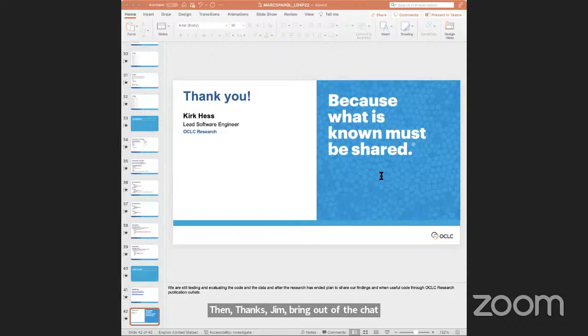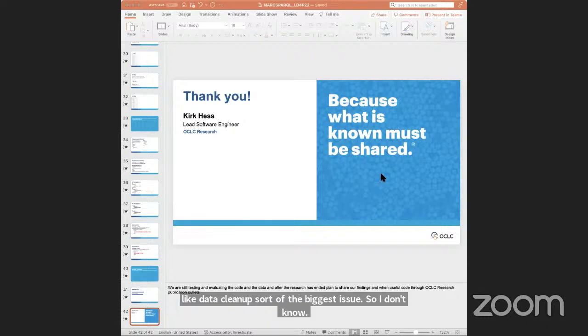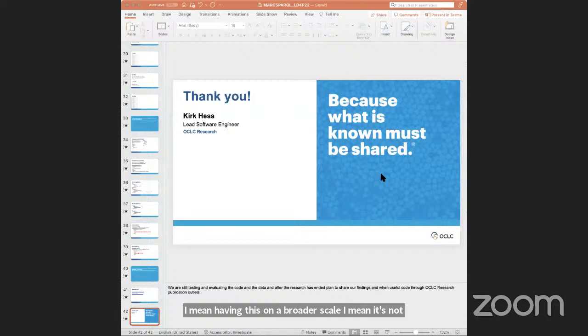So with this project, I'm sort of curious. It seems like data cleanup is the biggest issue. Having this on a broader scale, it's not like something you could just automate for an entire collection to be SPARQLed. But have you tried to see how well this would work on a large collection?